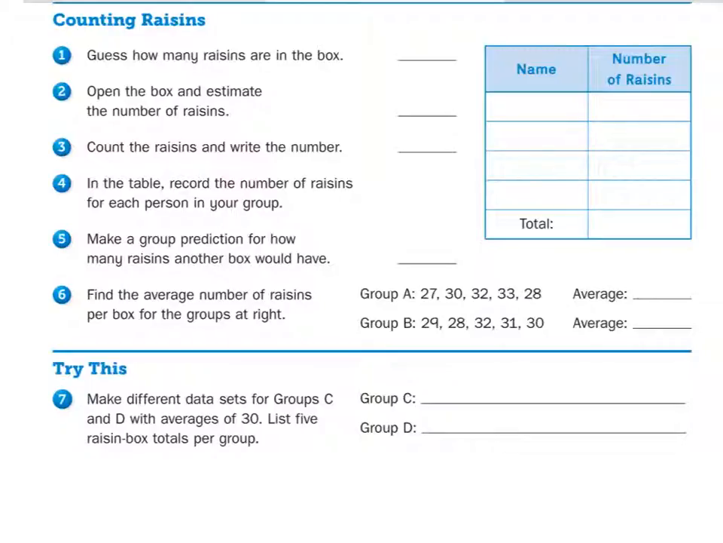So go ahead and fill in that table to the right with the name of the person and then how many items they had inside of their container. Make a prediction for number 5, and if we had another box, make a group prediction for how many items would be inside that other box.